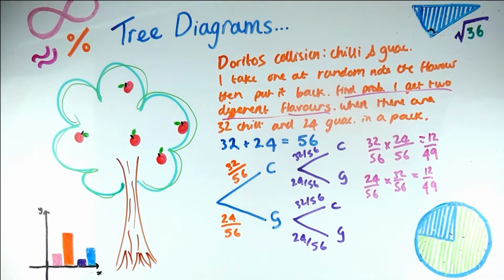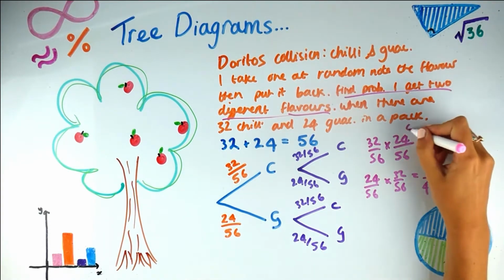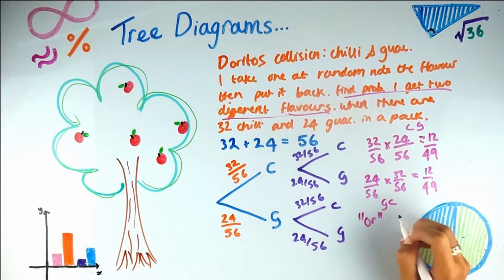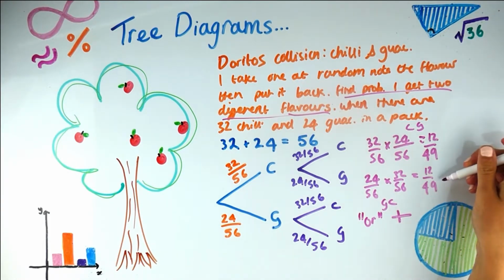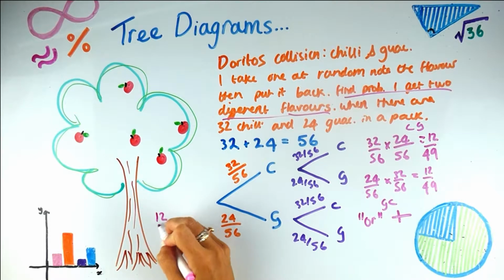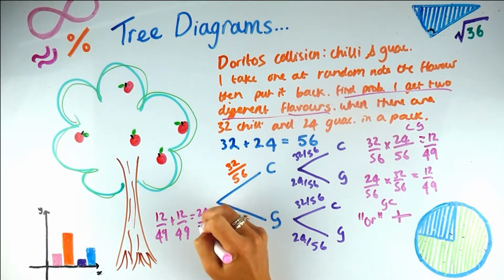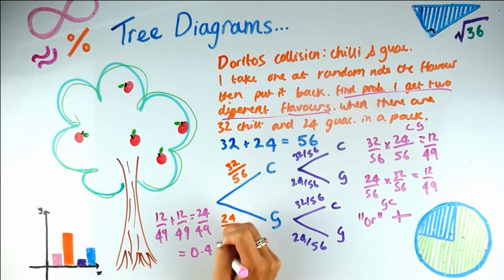Okay, so now I can either have this option, chili then guac, or I can have this option, guac then chili, and because it's an or, in probability, or means plus, so I can get that one or that one. I do 12 over 49 plus 12 over 49, and that gives me 24 over 49, which is a rounded probability of 0.49. Almost a half, but not quite. So I hope that is clear. So that demonstrates multiplying along the branches. And then at the end, if you've got 2 probabilities, you want to add them up. If I added up all of these, they should equal 1. So we're going to do another example.